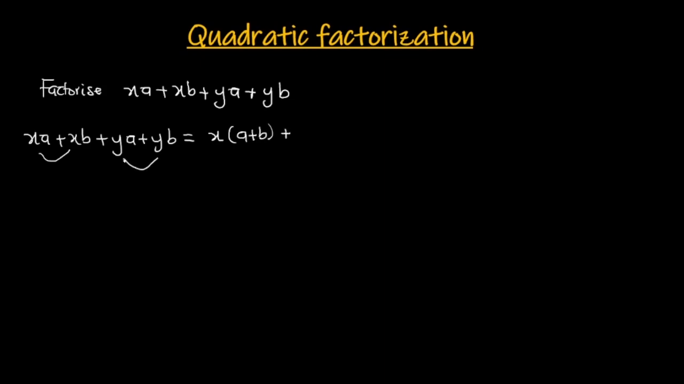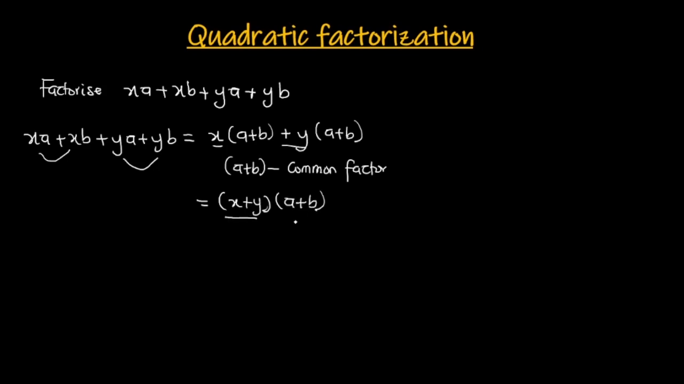Now, plus between this and this, if we factor y out, we will have y outside bracket, then into bracket a plus b. Now, note that we are having a plus b repeating. In this case, the a plus b is what we call the common factor, so we don't need to write it 2 times. So from here, we write x and y together as one factor, so it becomes x plus y. Then we repeat one of the common factors, that is a plus b. So these two become our factors. These are the factors of this particular expression.